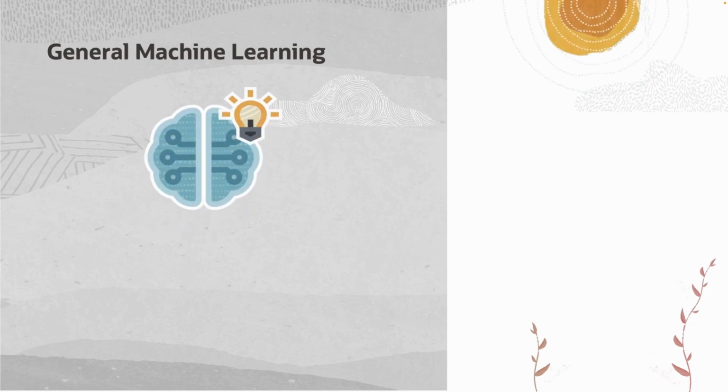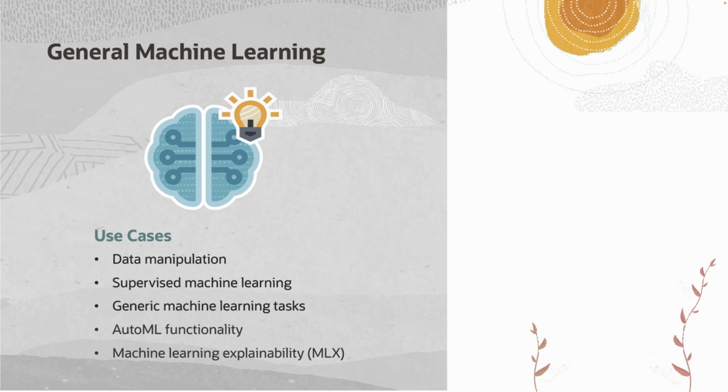The general machine learning Conda environment is one of the most popular ones. This environment provides a baseline for generic machine learning tasks and comes with multiple notebook examples to help you get started. You can do things such as data manipulation, supervised machine learning, generic machine learning tasks. By that we mean there is a wide assortment of machine learning algorithms built into the Conda environment.